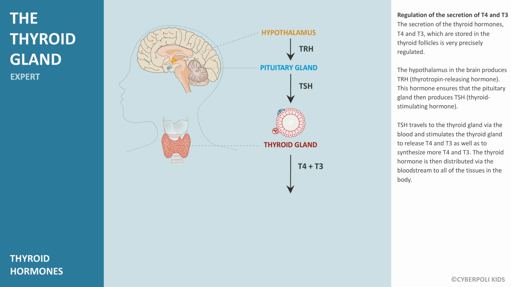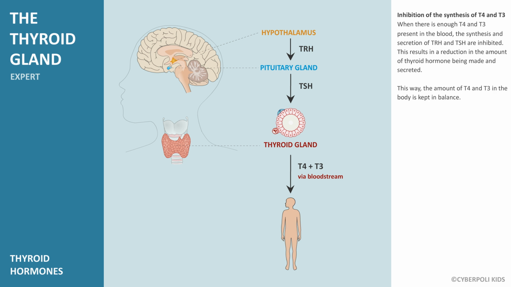The thyroid hormone is then distributed via the bloodstream to all of the tissues in the body. When there is enough T4 and T3 present in the blood, the synthesis and secretion of TRH and TSH are inhibited. This results in a reduction in the amount of thyroid hormone being made and secreted. This way, the amount of T4 and T3 in the body is kept in balance.